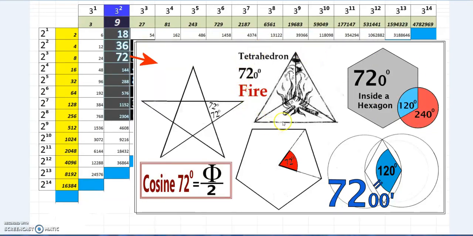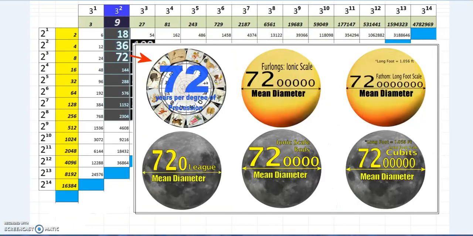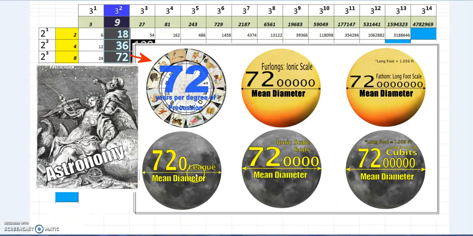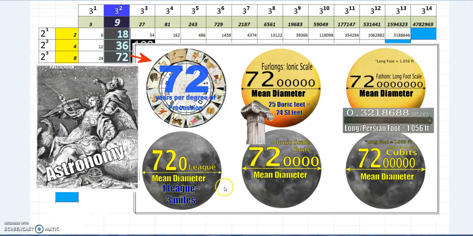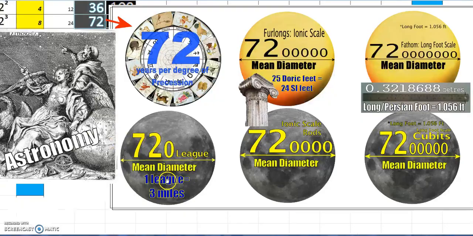But again, the tetrahedron, the golden number once again, cosine 72 degrees, phi over 2, geometry. And so again, we're seeing geometry. So astronomy, geometry, arithmetic, music, and well, the quadrivium. So now, nice bit of astronomy going on. So we see sun and moon measures. And so 720 league, the mean diameter of the moon. Well, 1 league is 3 miles.